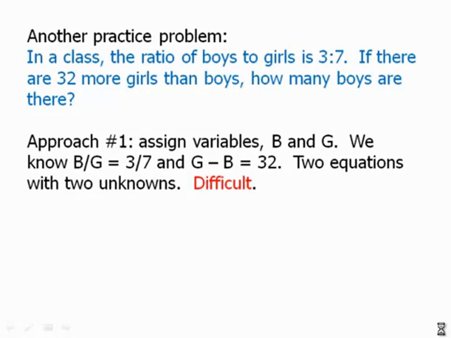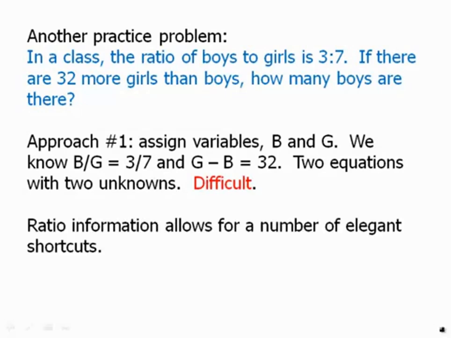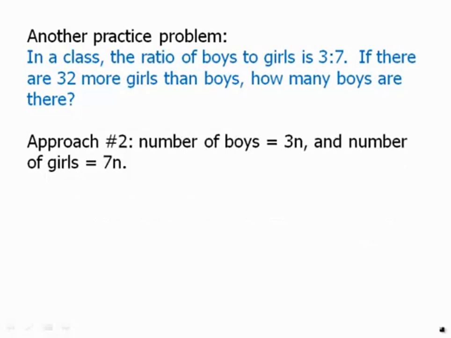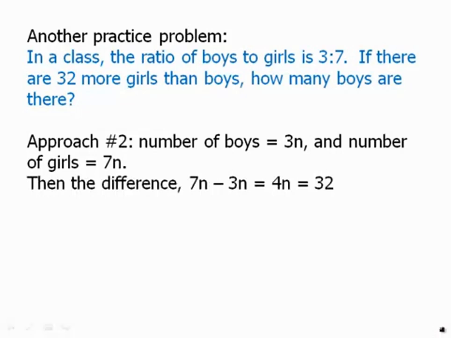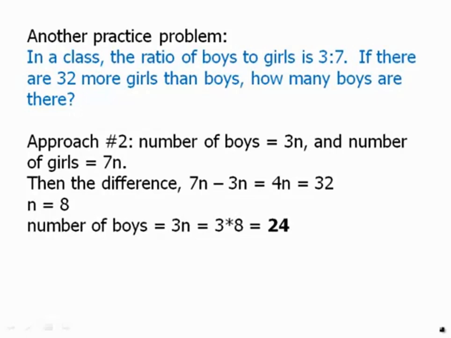Instead, I'm going to show something much simpler. I'll just point out ratio information often allows for a number of elegant shortcuts. Here, let's rewrite the given information in terms of scale factor. The fact that we have a ratio of 3 to 7 means we could say the number of boys is 3n, the number of girls is 7n. We don't know what n is, but we can rewrite this in terms of n. Then it's very clear that the difference, 7n minus 3n, is 4n. 4n equals 32. Immediately we can solve for n and then solve for the number of boys. So that's a much more elegant solution.